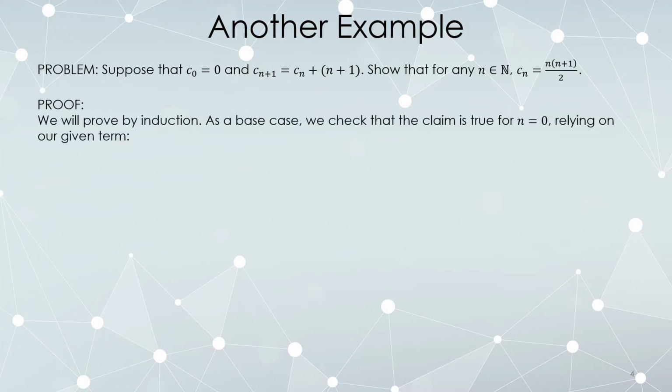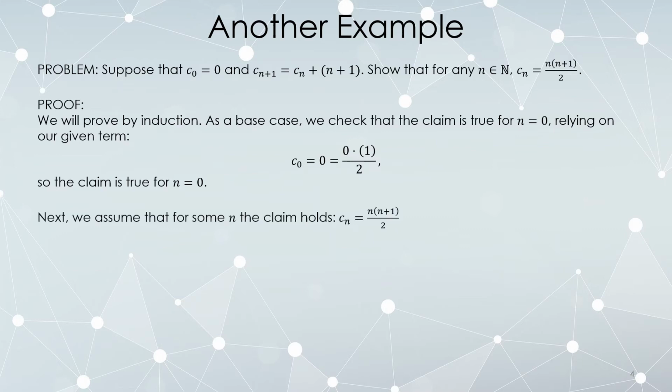with a base case. We check that the claim is true when the index is 0. We were given that c sub 0 is 0, but we want to check our desired claim. Is c sub 0 equal to 0 times 0 plus 1 all divided by 2? Well, indeed, we were given c sub 0 is 0, and that is actually the same thing as 0 times 1 over 2. So the claim does hold for the specific choice of index n equals 0, the first natural number.